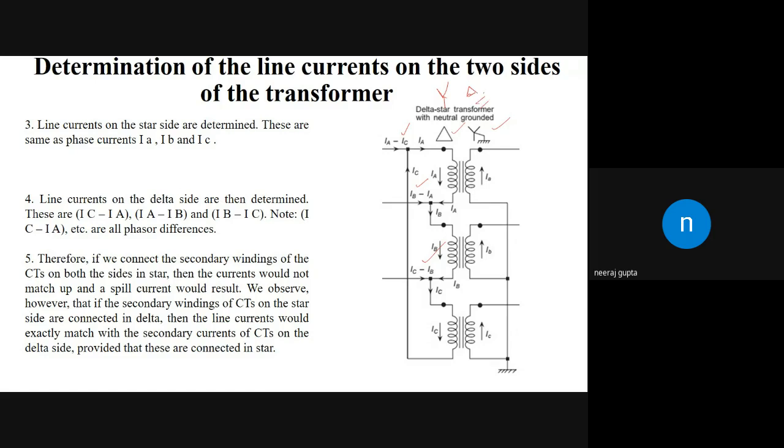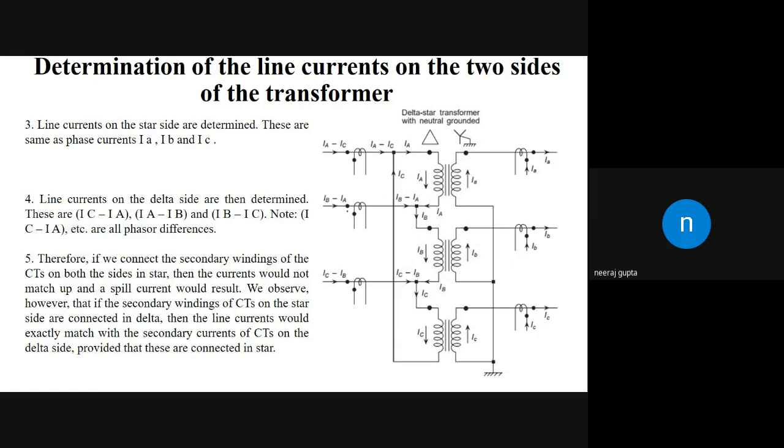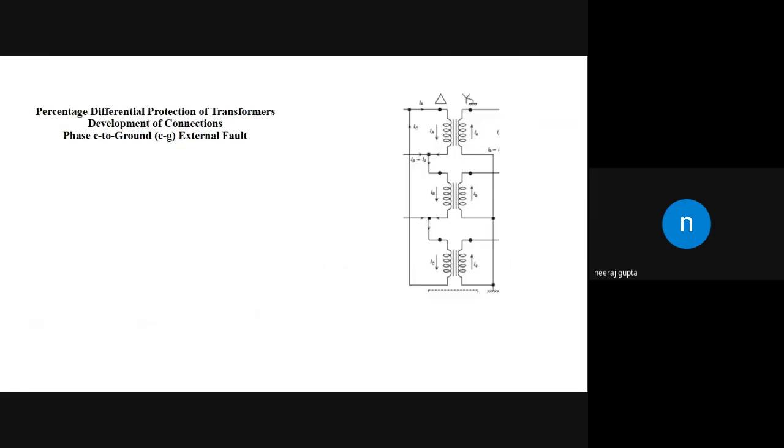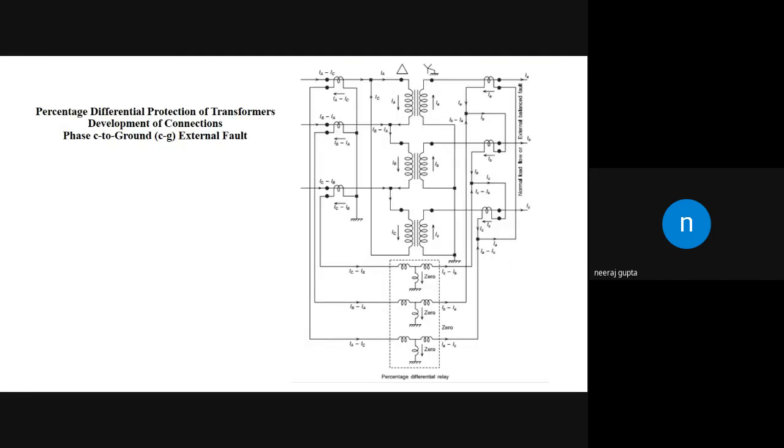Because after using this star delta CT, the phase difference will be neutralized. That thing we have to take into consideration, because the phase difference between the line currents in both the cases is 30 degrees. So then we have calculated the line currents. Now the line currents are calculated and CTs are installed at the lines of the transformer.